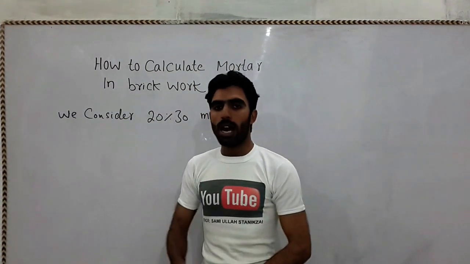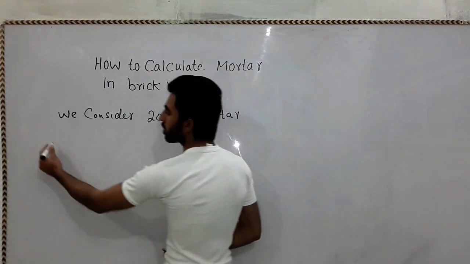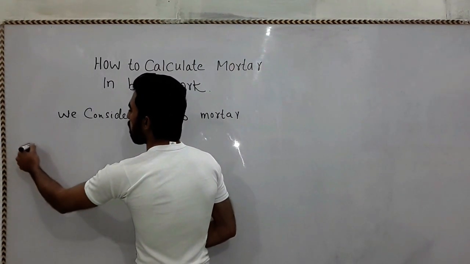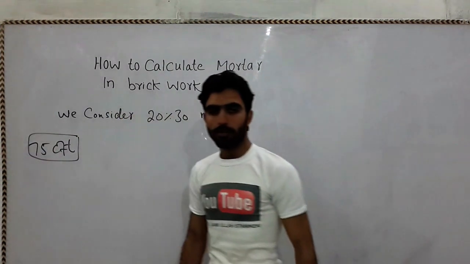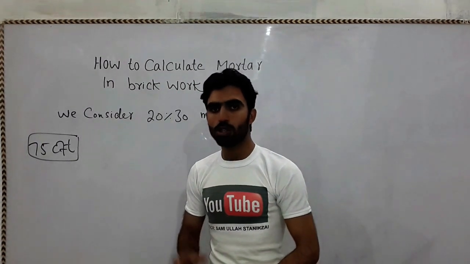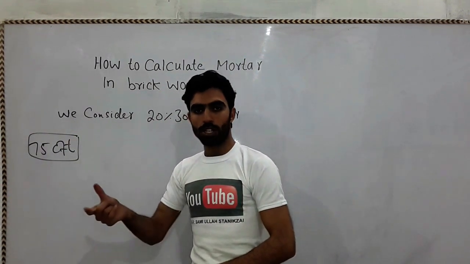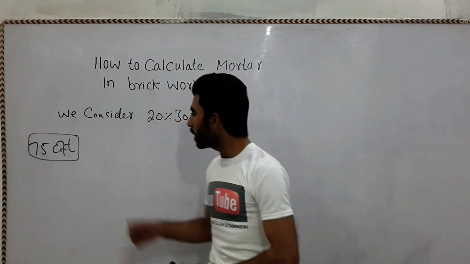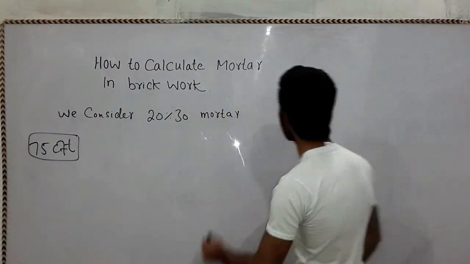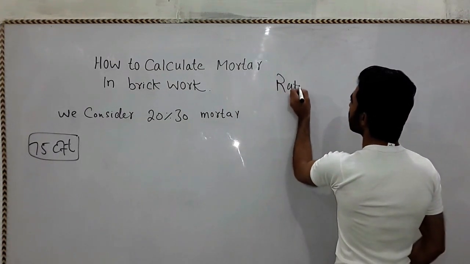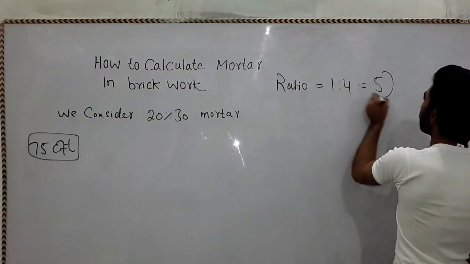Okay. For example, I have a volume that is 75 cubic feet, and in 75 cubic feet I want to use brick. So, in brick masonry, how much mortar is required? First of all, I will write the ratio for the mortar. The ratio is 1:4. Total ratio is 5.